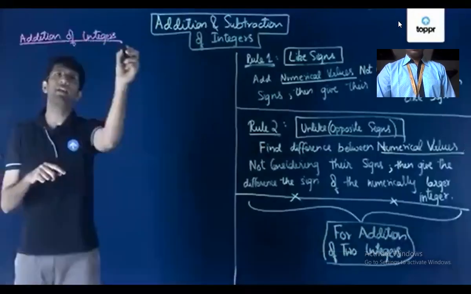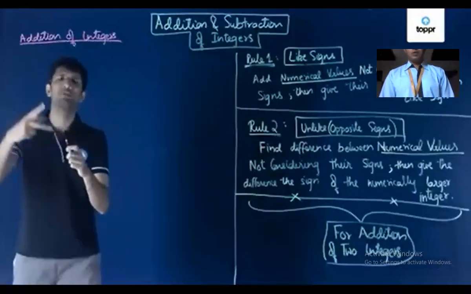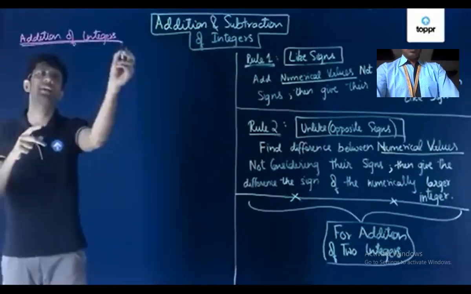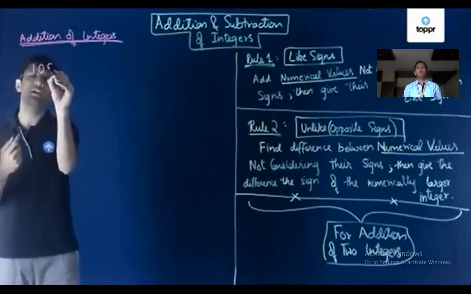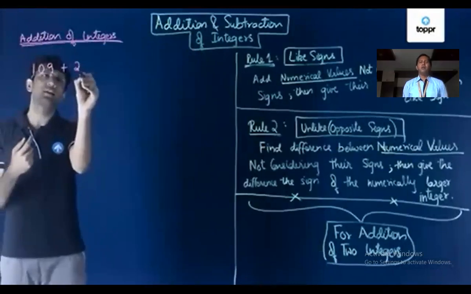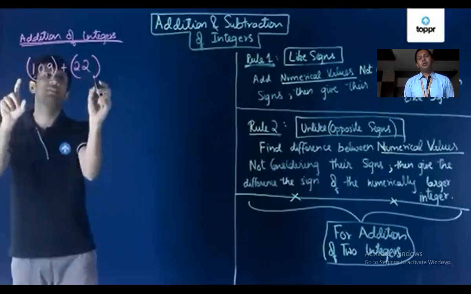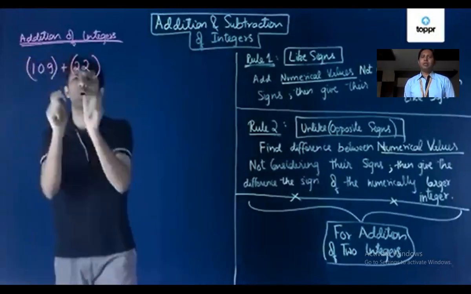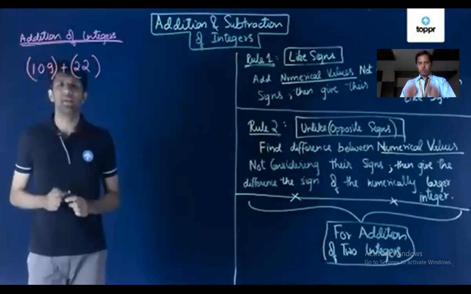And whenever we add two integers, we get at least these four cases that I will put before you. Instead of addition of integers, we'll have four different cases. In fact, we are talking about two numbers only, where I'm taking the two numbers as 109 and 22. In the first case, both numbers are positive, and there is an addition sign in between these two numbers.